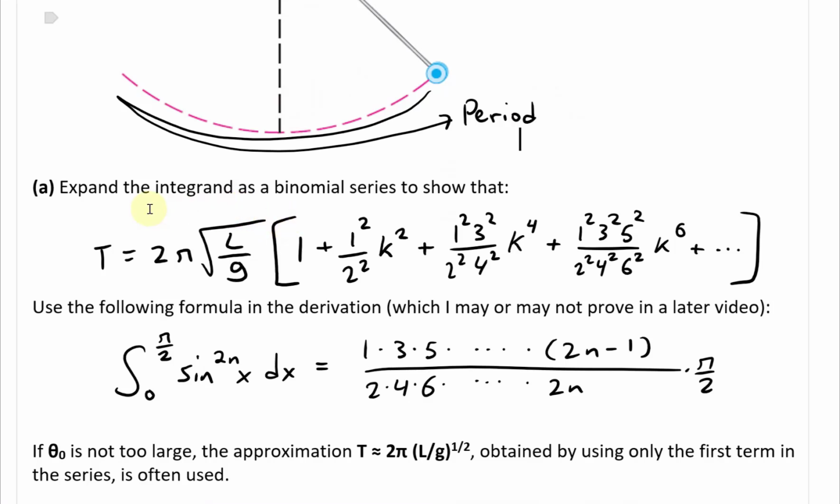Expand the integrand as a binomial series to show that this capital T, the period, is equal to 2 pi times the square root of L over g, and then times 1 plus 1 squared over 2 squared times k squared plus 1 squared times 3 squared over 2 squared times 4 squared times k to the 4, and we have this same pattern: 1, 3, 5, all those squared, 2, 4, 6, all those squared, and k to the 6. So even though this looks a bit more tedious, these are all simple polynomials, just simple constants times another constant squared, and so on, and then to the power of 6, and so on.